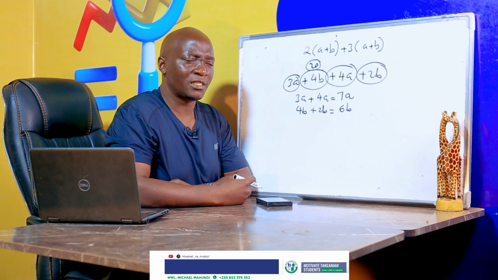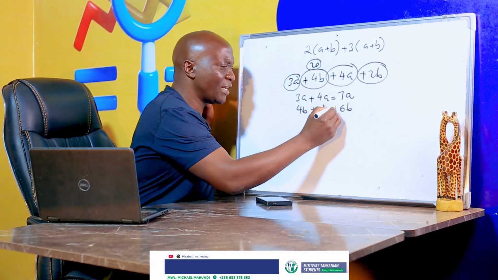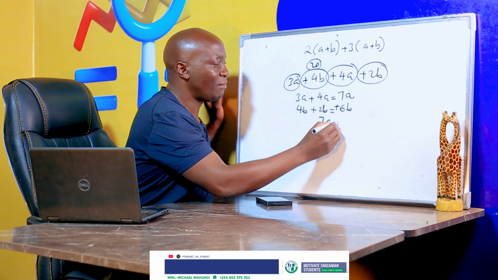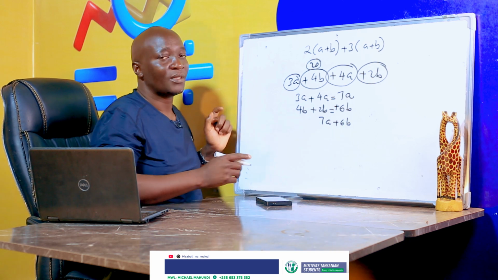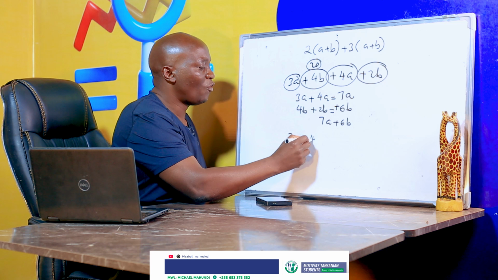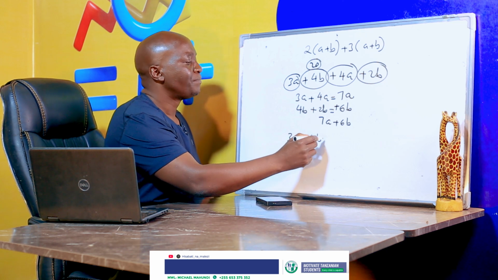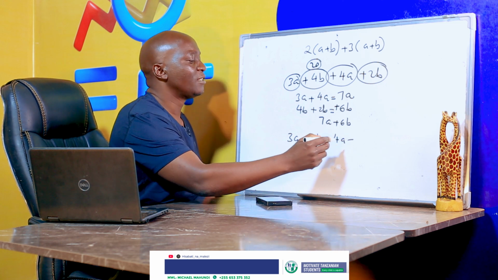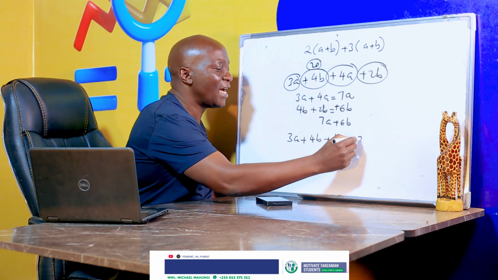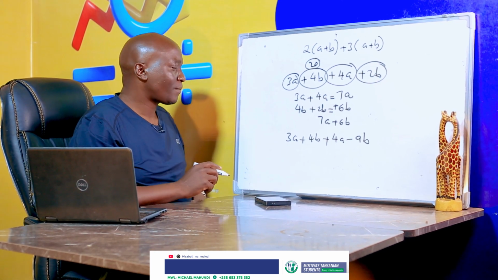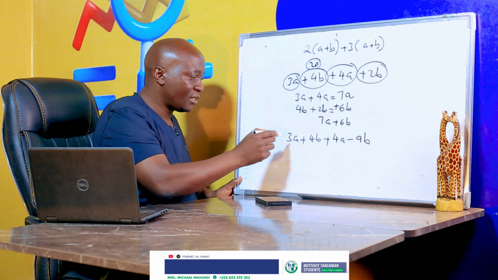Tunasema kwa nini plus? We do put plus because this number here is positive. So we combine them together: 7a plus 6b. Kama ingekuwa hivi, let's say 3a plus 4b plus 4a minus 9b. Ingekuwa hivi. Tuna collect like terms.